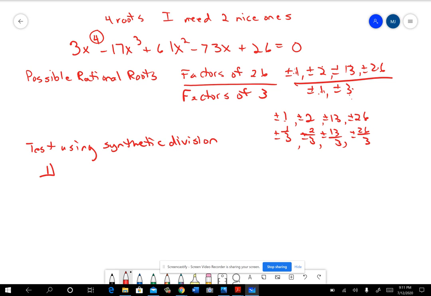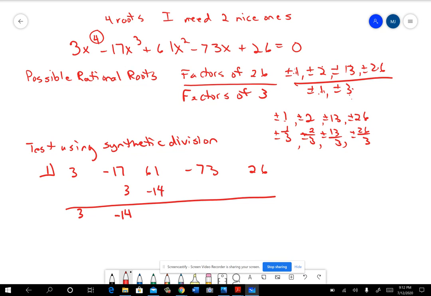So I'm going to test 1. I'm going to put 1 in the box. Okay, then I'm going to put the coefficients of the polynomial down. And then I'm going to do that synthetic division process that we're now getting pretty good at. Might need a little calculator when I get to some of those bigger numbers.